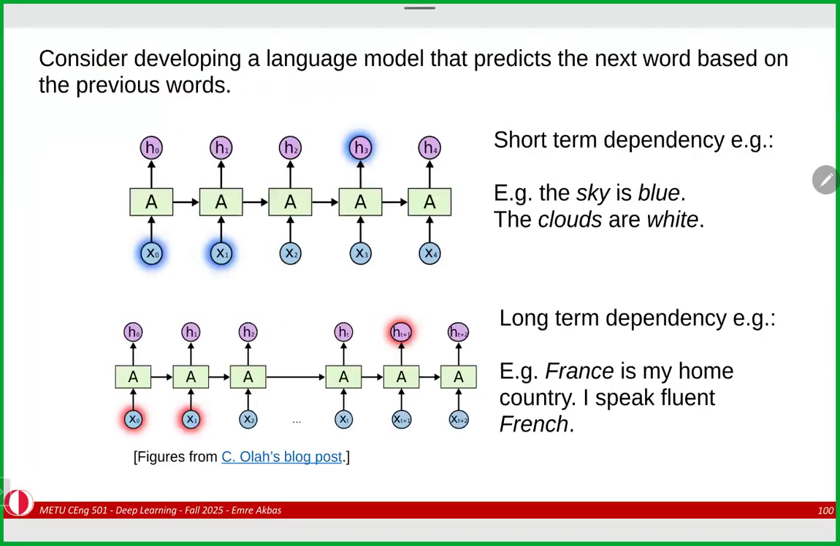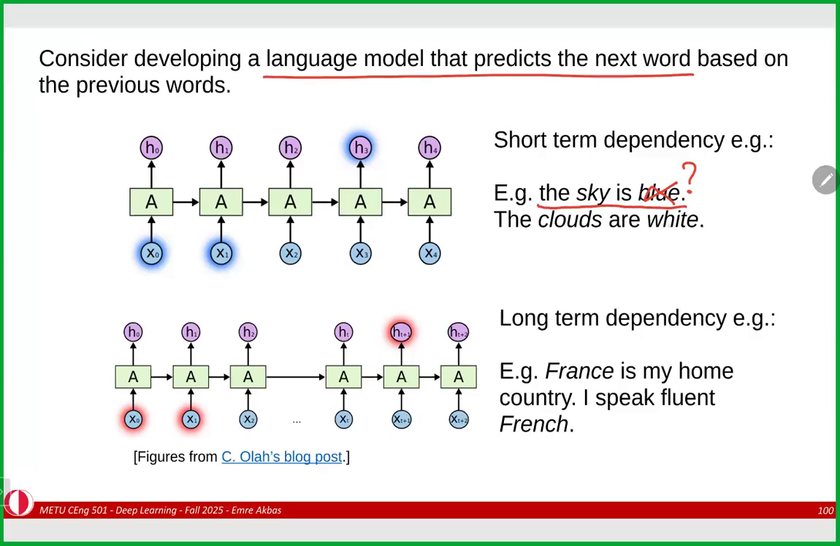But let's first understand the problem. So let's say we are developing a language model that predicts the next word based on the previous words. A short-term dependency is when you have a sentence that is short and let's say, the sky is blue. So when you want your model to predict what word should come here, because it just saw the sky, it can predict that it should put blue there.